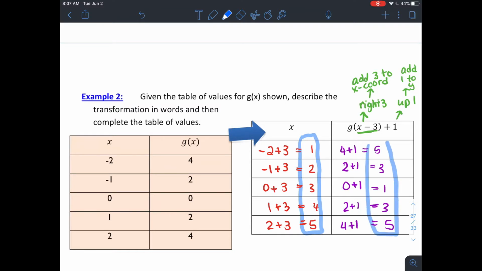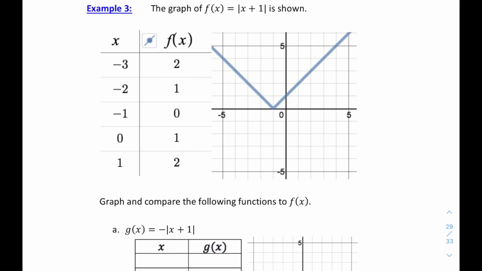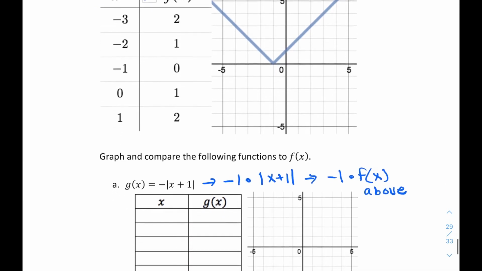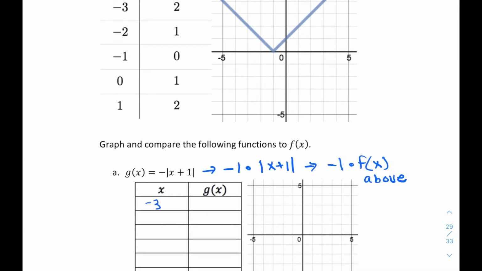There are other kinds of transformations besides moving things left and right or up and down, and we're going to look at some of them. So we're going to use the function f of x equals absolute value of x plus 1, and a table of some of the points on it is given to us right there. So what I'm going to do first is look at my function g of x where I've changed it so it has a negative 1 being multiplied by my original function's values.